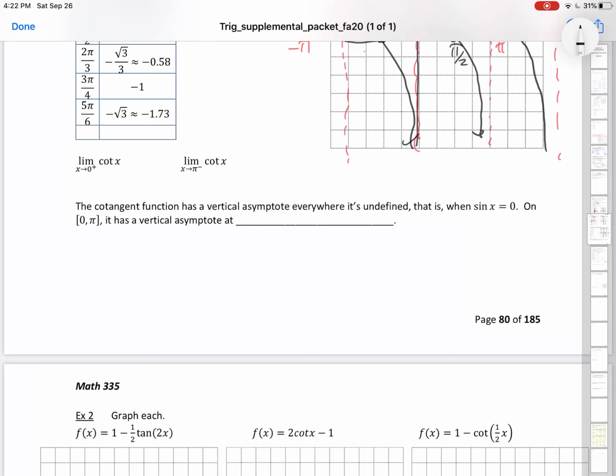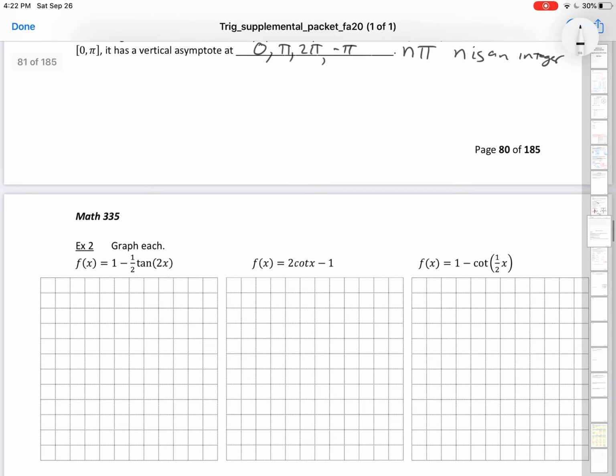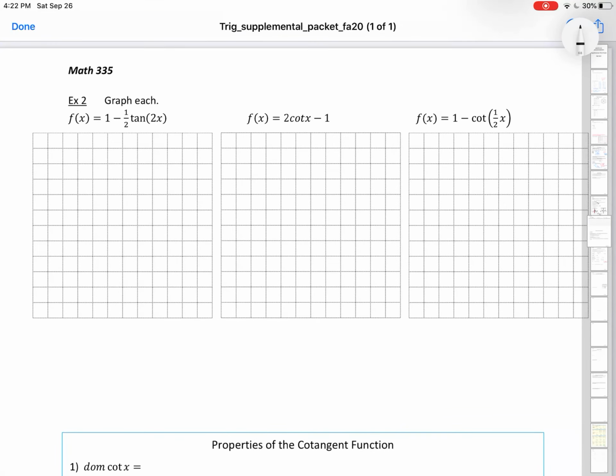So the cotangent function has vertical asymptotes everywhere it's undefined, and that is when sine's 0. So on 0 to pi, it has vertical asymptotes at 0, pi, 2 pi, negative pi, essentially any multiple of pi, where n is an integer. Including 0, right? 0 is an integer, so I didn't need to say that. And then they'll have us graph.